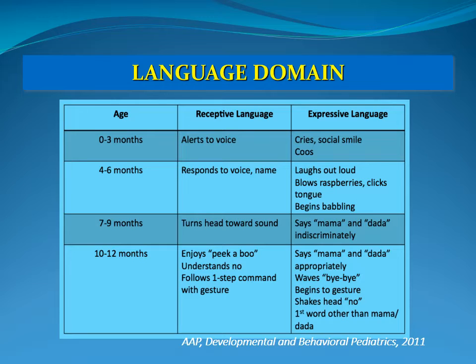For infants 0 to 3 months, receptive language only refers to the alertness to the sound being produced in the environment, whereas expressive language would include crying, social smiling, and cooing. For the 4 to 6 months of life, one responds to the voice and name calling, whereas for expressive language, the child is able to laugh out loud, clicks tongue, and begins babbling. For 7 to 9 months, the child turns his head towards the location of the sound, whereas for expressive, he is able to babble mama and dada indiscriminately.